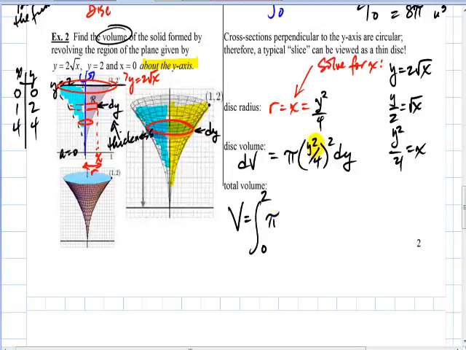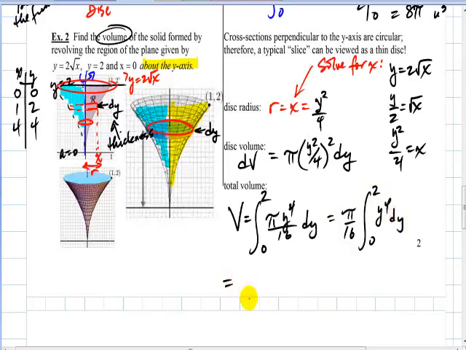Pi times whatever this is squared. And I would suggest you simplify this. When you square the fraction, you get y to the fourth divided by 16. So y to the fourth divided by 16 dy. Let's simplify that a little bit. Let's take the constant out, the pi 16ths. Integrate from 0 to 2 of y to the fourth dy, which is much clearer and easier to see.